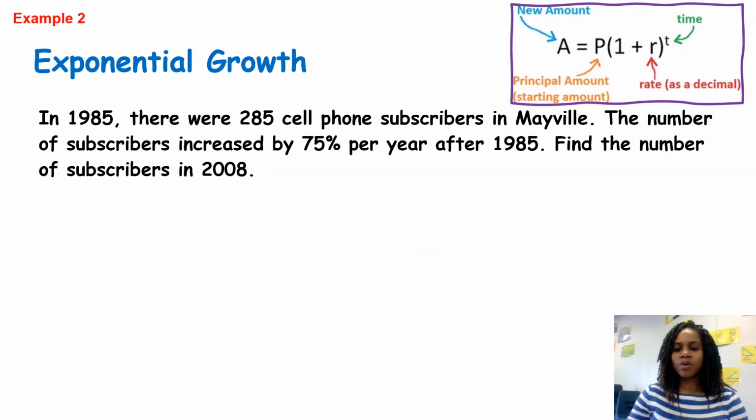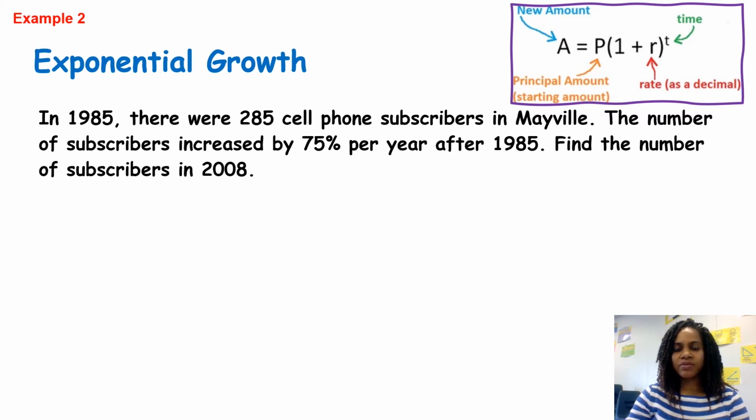So let's try one more exponential growth problem together before I have you try some on your own. In 1985, there were 285 cell phone subscribers in Mayfield. The number of subscribers increased 75% per year after 1985. We want to find the number of subscribers in 2008.